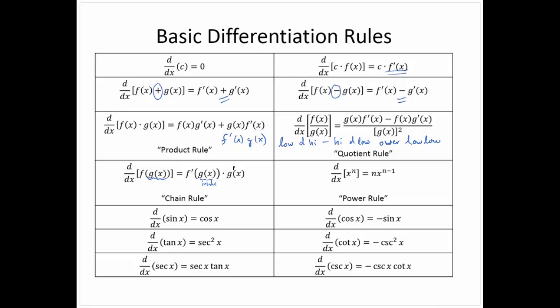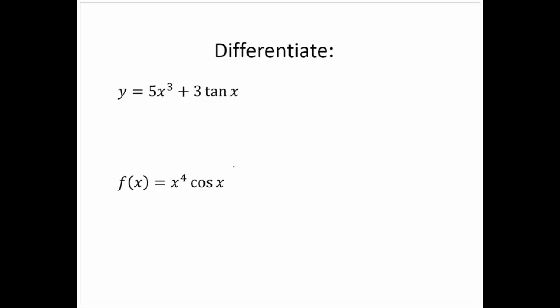Now let's see some examples where we apply these rules. Differentiate y equals 5x cubed plus 3 tangent x. I'll use the notation y prime here. The derivative would be d by dx of 5x cubed plus d by dx of 3 tangent x.